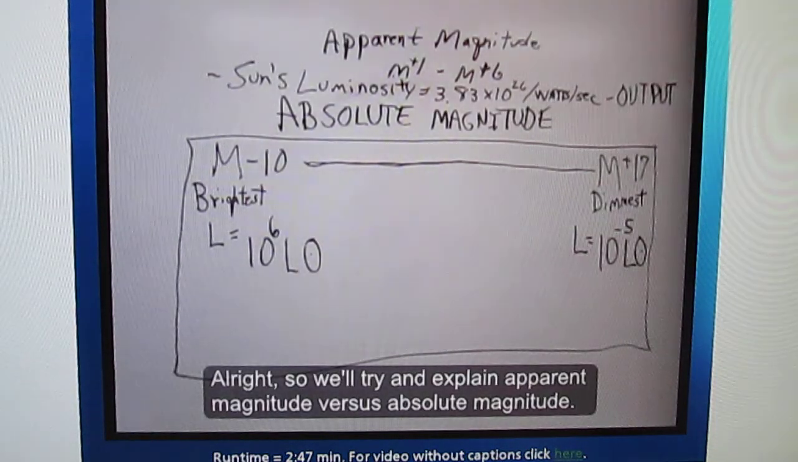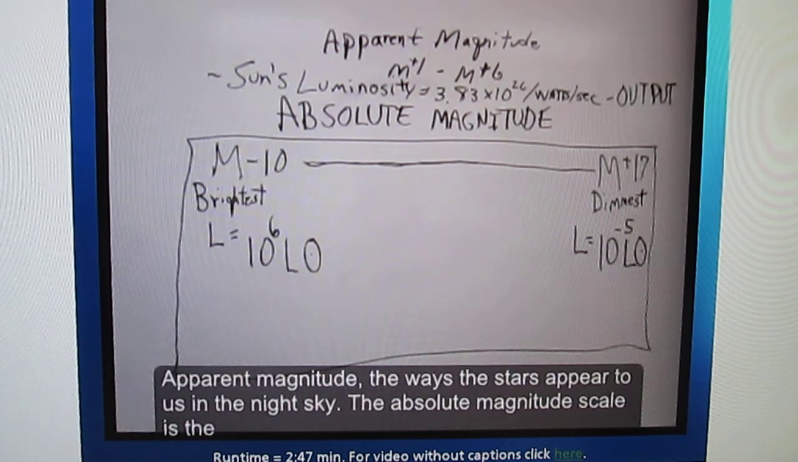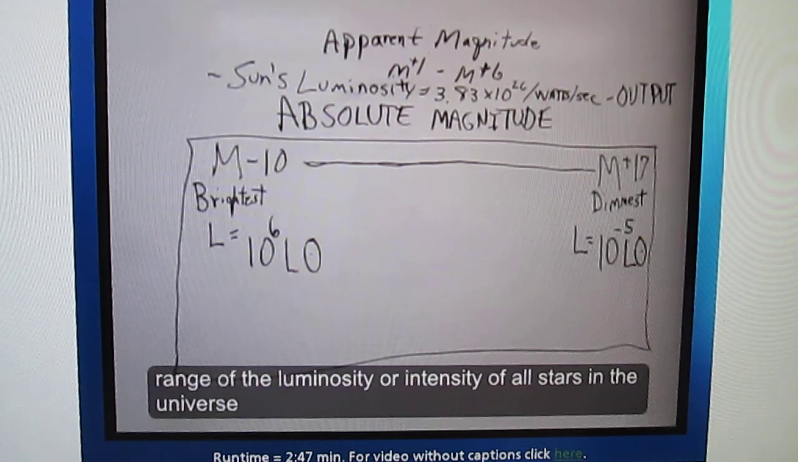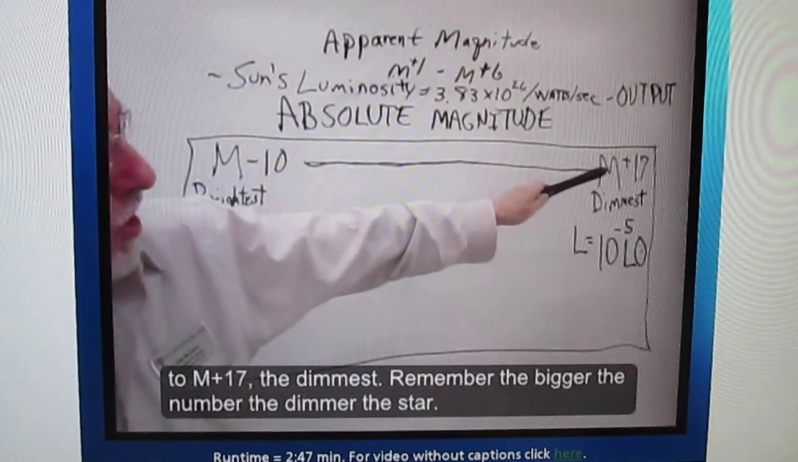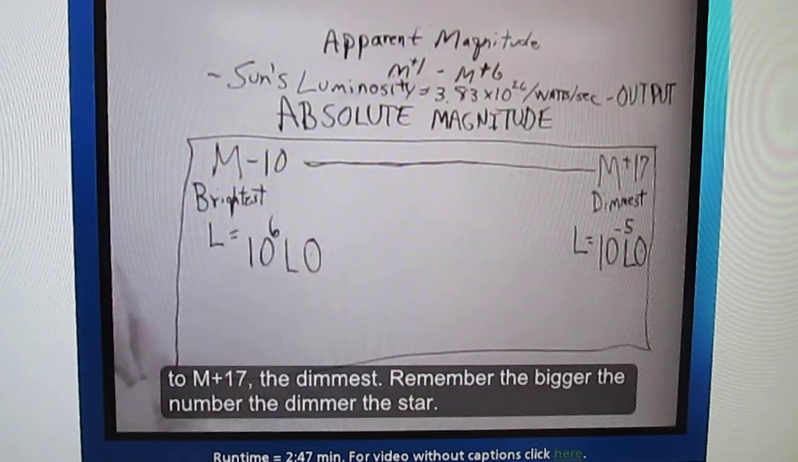Alright, so we'll try and explain apparent magnitude versus absolute magnitude. Apparent magnitude, the ways the stars appear to us in the night sky. The absolute magnitude scale is the range of the luminosity or intensity of all stars in the universe. And this scale runs from M-10 to M+17, the dimmest. Remember, the bigger the number, the dimmer the star.